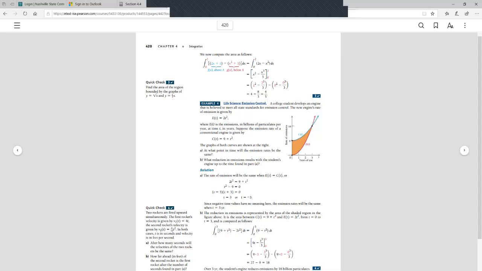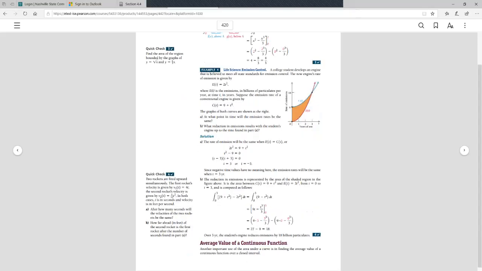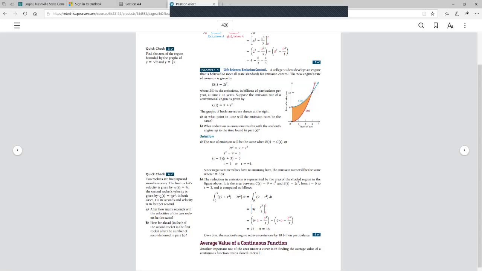And let's interpret what they found. It says over a 3-year period, because we went from 0 to 3, over a 3-year period, the student's engine reduced emissions by 18 billion particles. Okay, so that takes care of example 4.